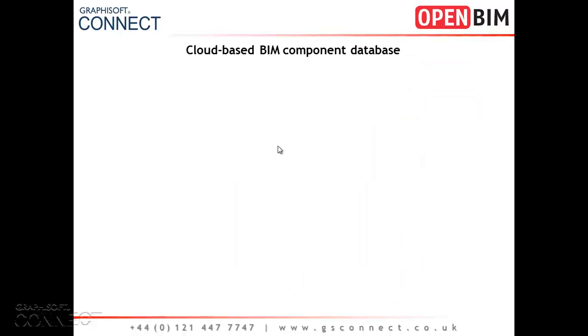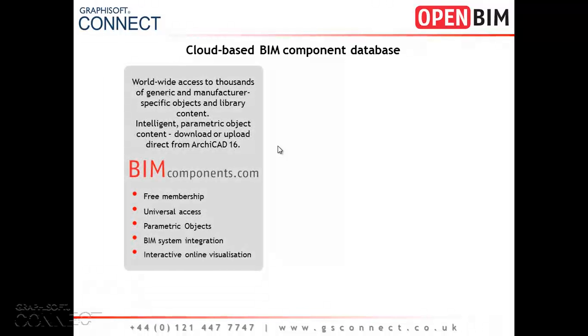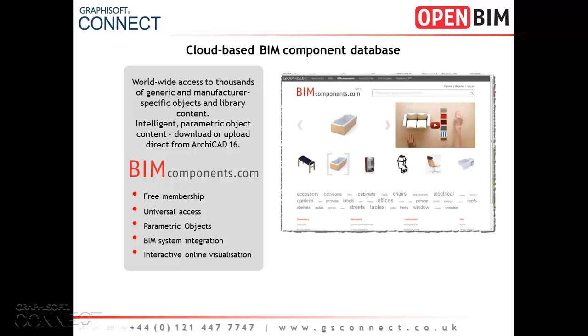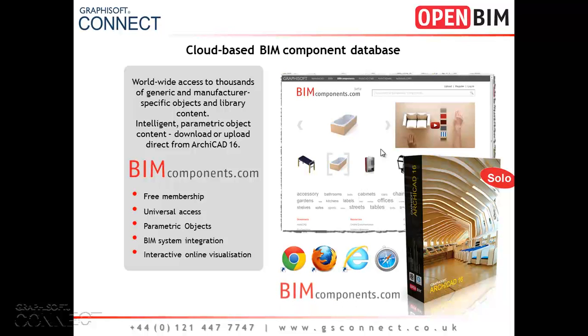Next part to look at is a major new feature inside ArchiCAD 16 itself, and it's the BIM Components online cloud-based database. I've put a screenshot of it here, but the key things to point out is the fact this is a free membership site. You can access the site from anywhere on the planet effectively. Right now there's approximately 30,000 free parametric objects available online. It integrates fully with ArchiCAD, and it's available for all ArchiCAD 16 users. BIM Components can be accessed through any of the standard browsers. We'll take a quick look at it just now.